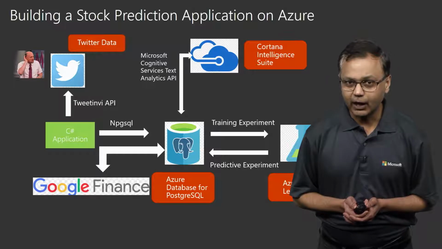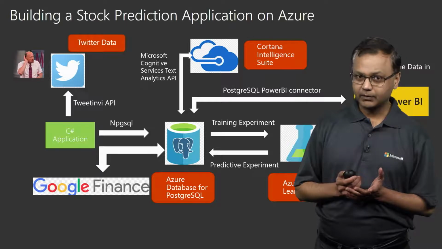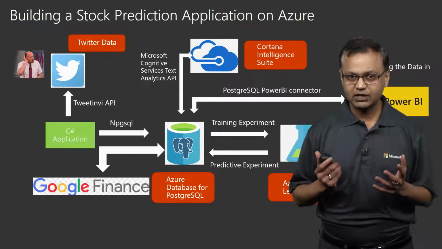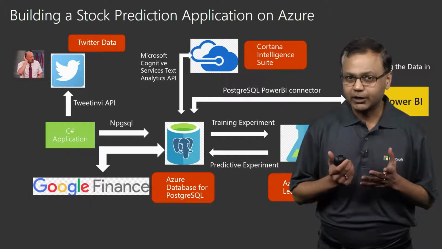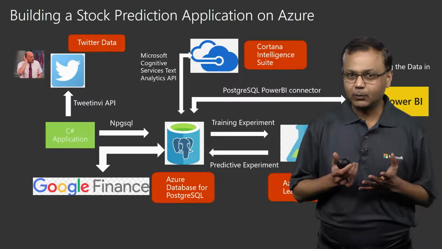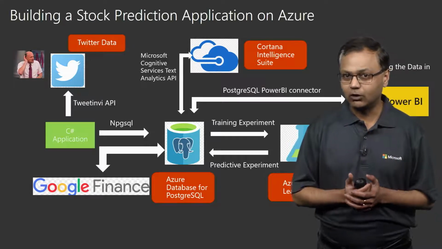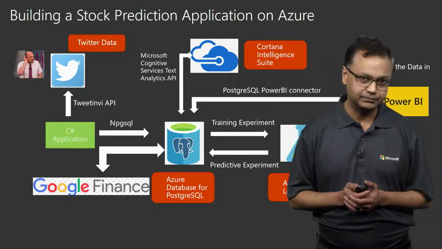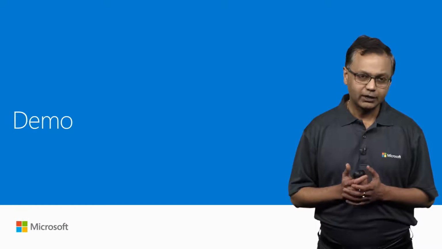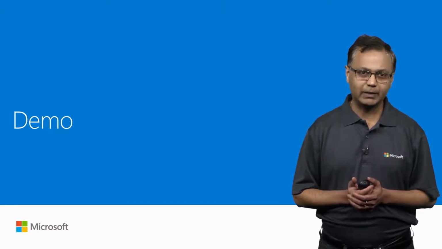And then I also want to visualize that data through Power BI. Now, as you see, with PostgreSQL as the central system of record, I'm going to demonstrate how you can integrate with the other Azure analytical services like Cortana Intelligence Suite or Azure Machine Learning Studio, and visualize that through Power BI. With that, let's go and do the demo and look at all the different pieces and the code and how I've gotten it to stitch together and make it work.